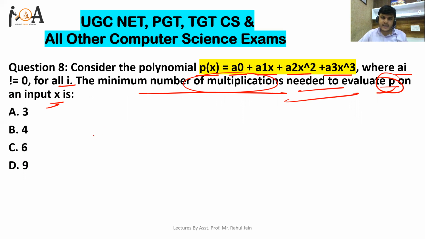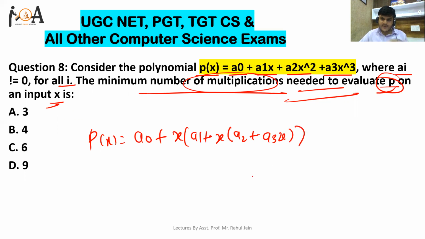How to calculate it? Let's rewrite p(x). I can rewrite p(x) as a0 plus, taking x as a common factor, a1 here plus, from that I can take one more x common, a2 here, okay, x square. And I can write it like plus a3x like that.